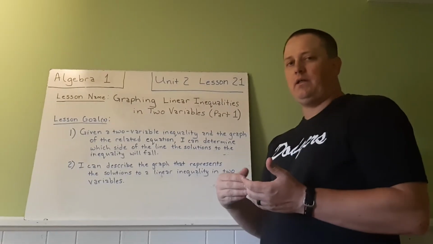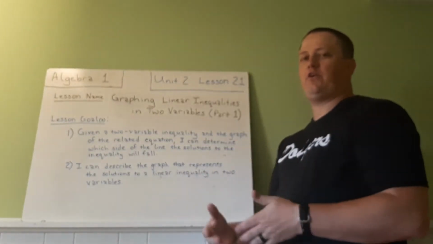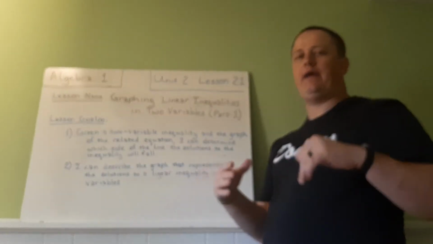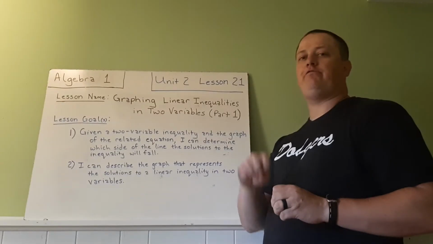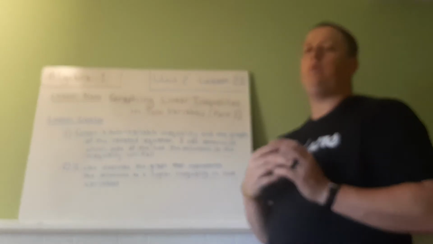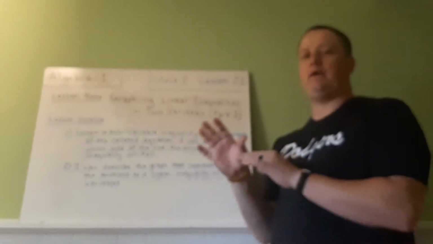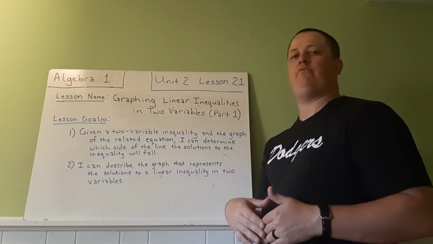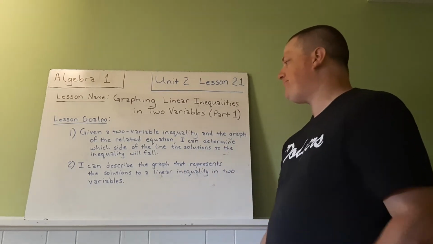So in inequalities, because they're less than or greater than, we'll have our line, but then the answers could fall on either side of that line. We need to figure out which side of the line they will, because that's the side we're going to shade, as you'll see what these graphs look like.